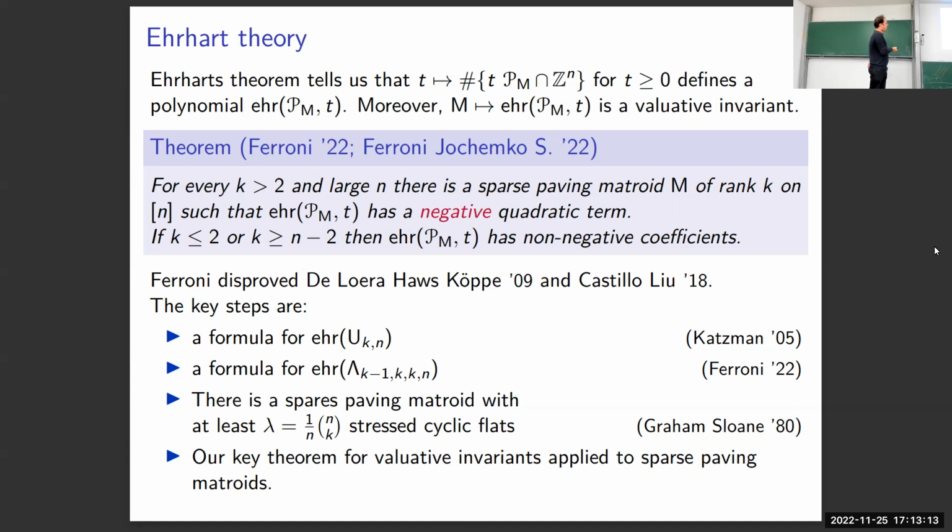You need to find this lambda, which depends on the rank and n, but here I omitted that, and find how many of these sets, how many of these circuits, are in the matroid. Luckily, there's a nice bound for it, and this tells you there is a matroid with that many cyclic flats. Once you know that, you can say there must be a sparse paving matroid polytope which has a negative coefficient by just applying the formula again.